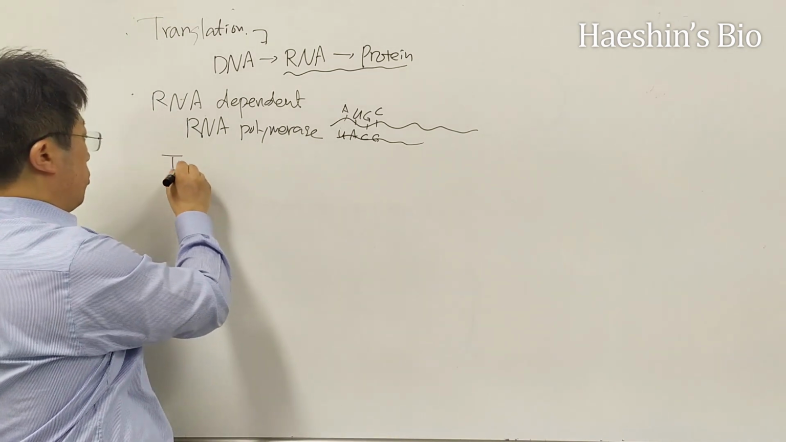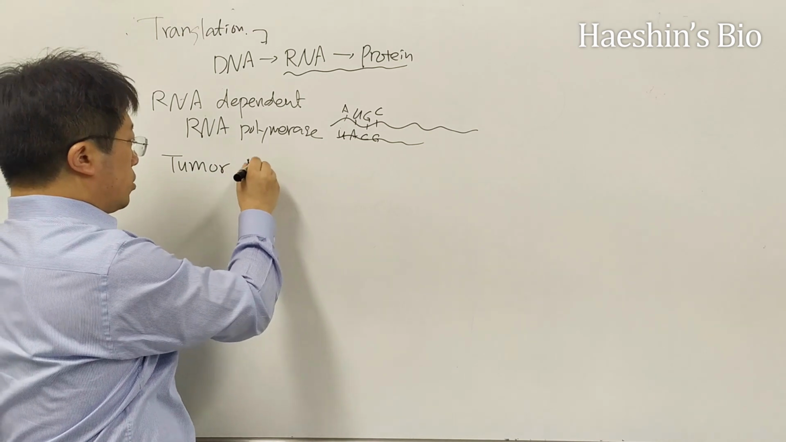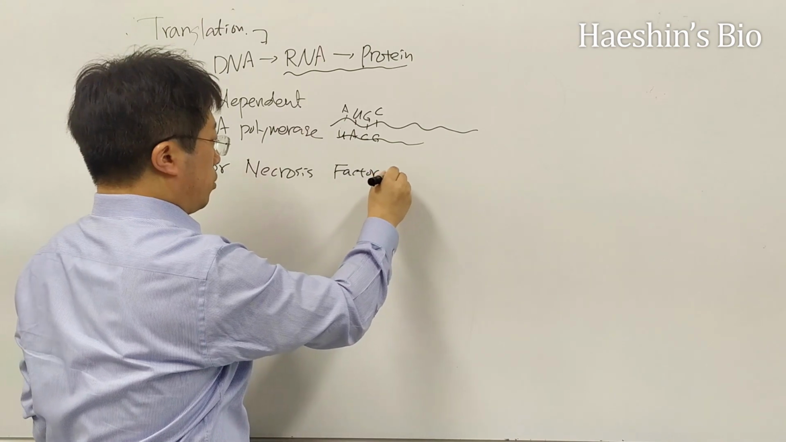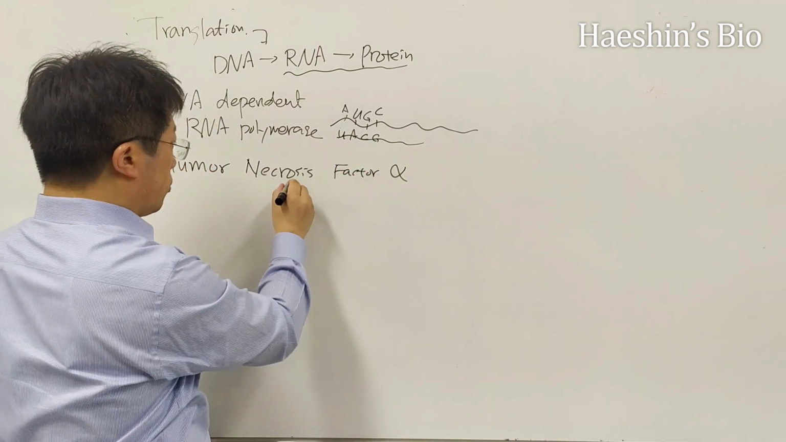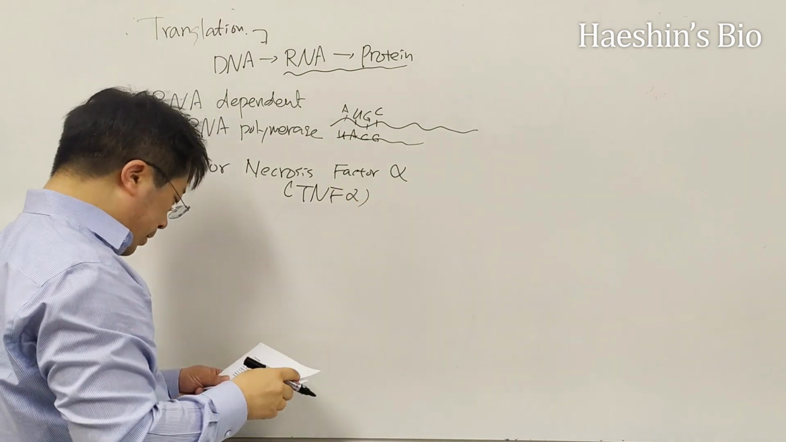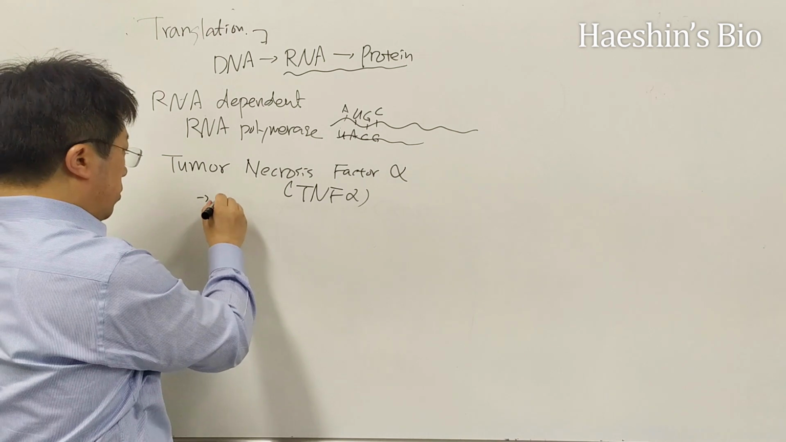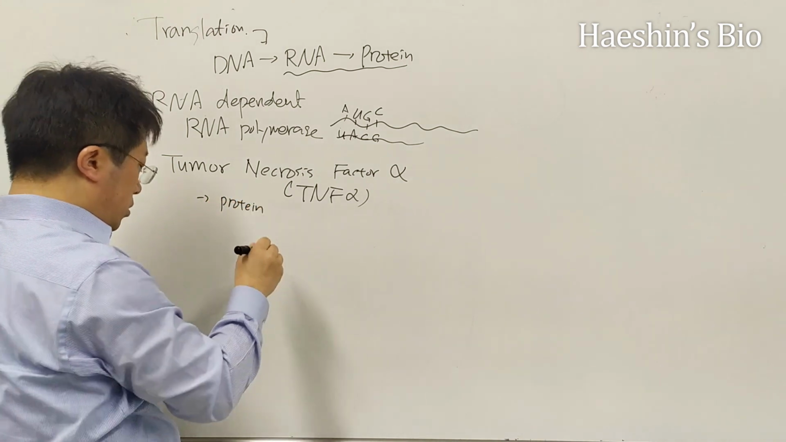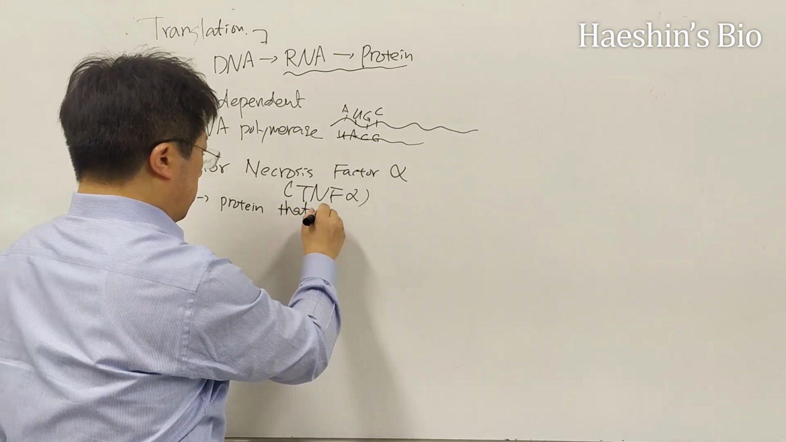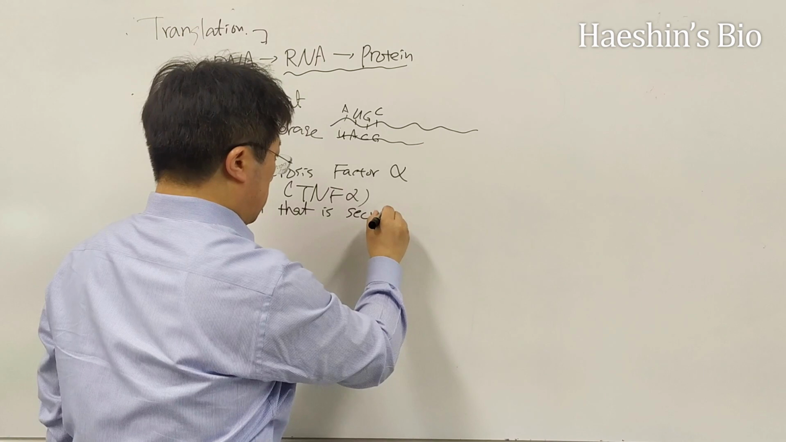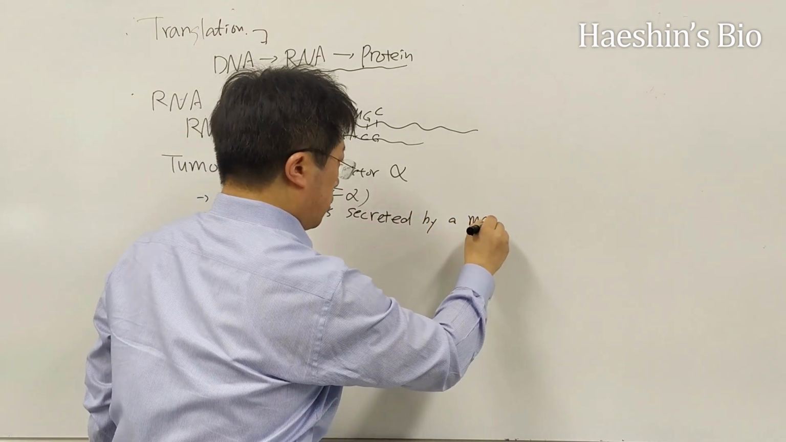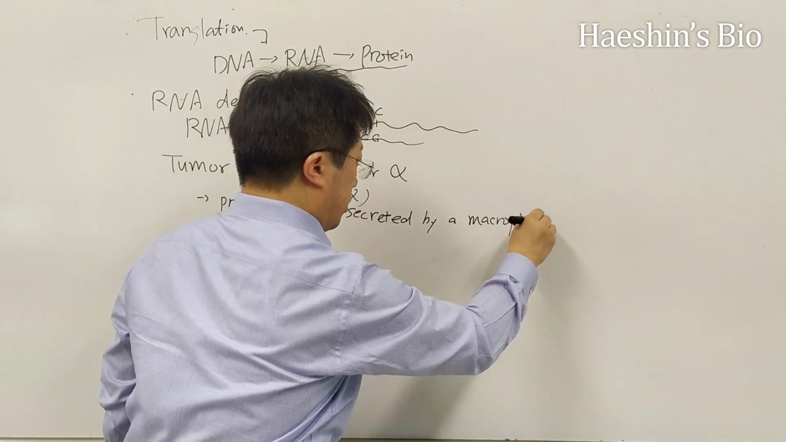And also the tumor necrosis factor alpha. So we call it briefly TNF alpha. Basically, this is a protein that is secreted by a macrophage. So that's why this is related.